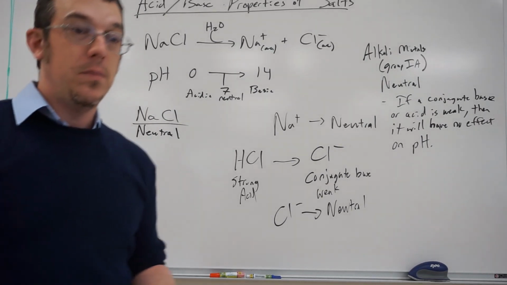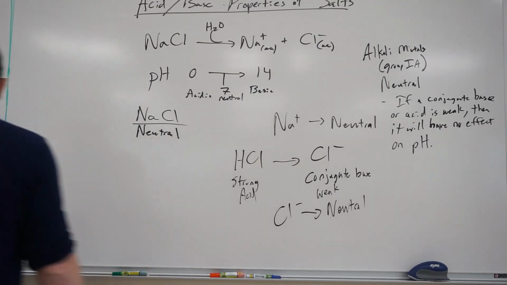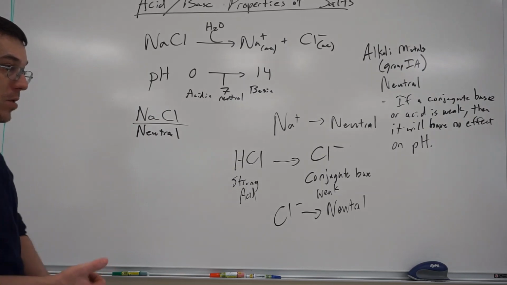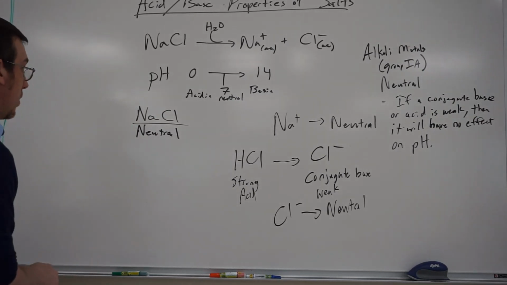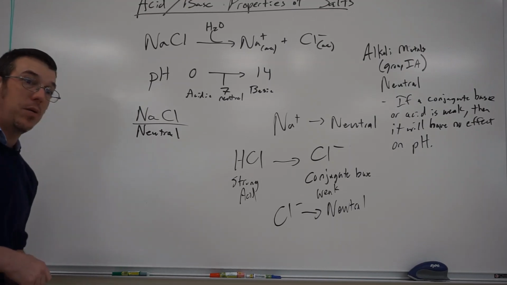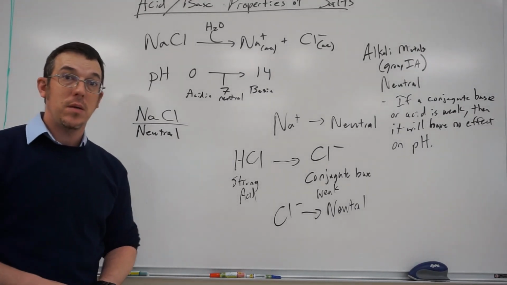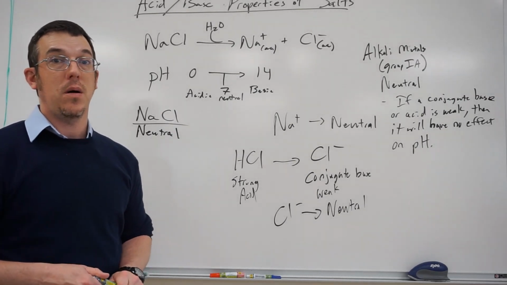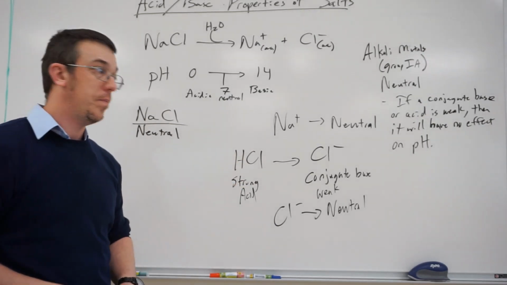Now, as we move forward, we need to make sure we understand which compounds are strong and which compounds are weak. There is a list of 8 strong acids, and then there's a list of 8 strong bases. You have to know what those strong acids and strong bases are in order to work this type of problem.